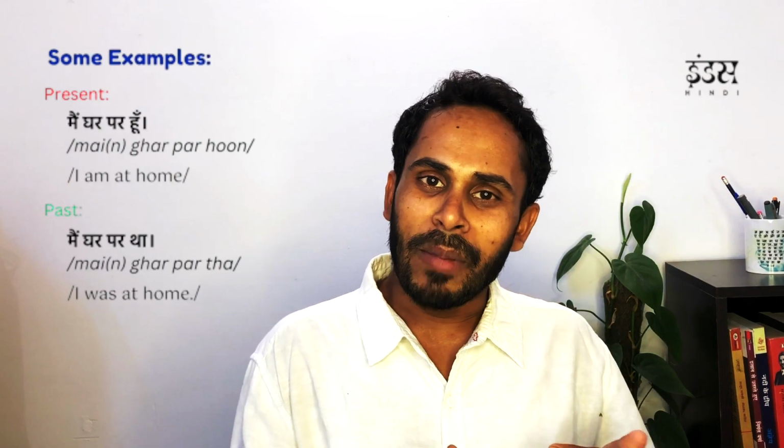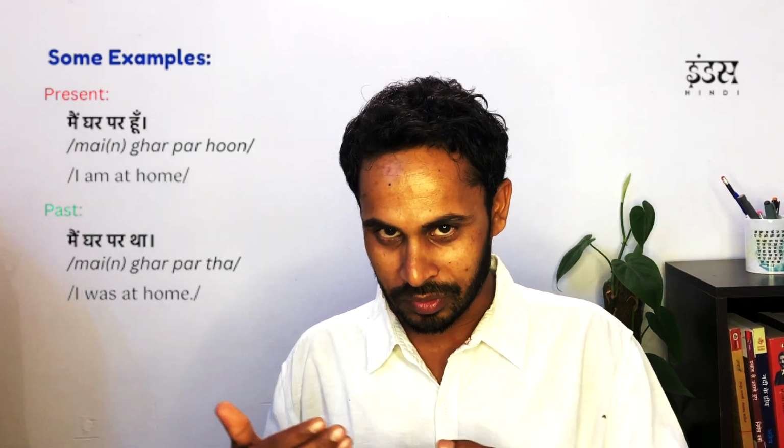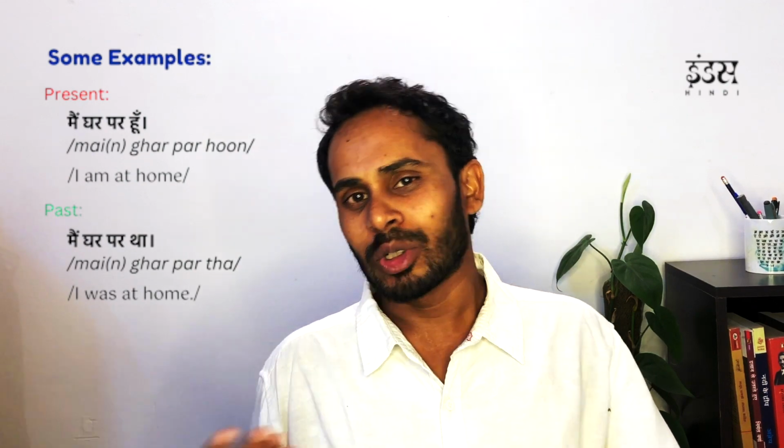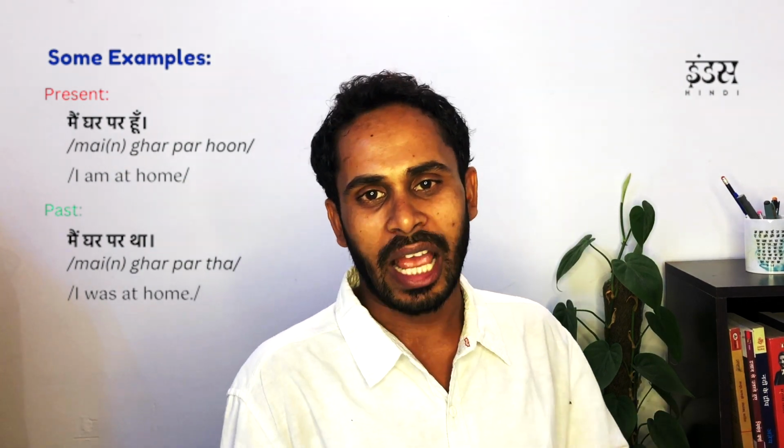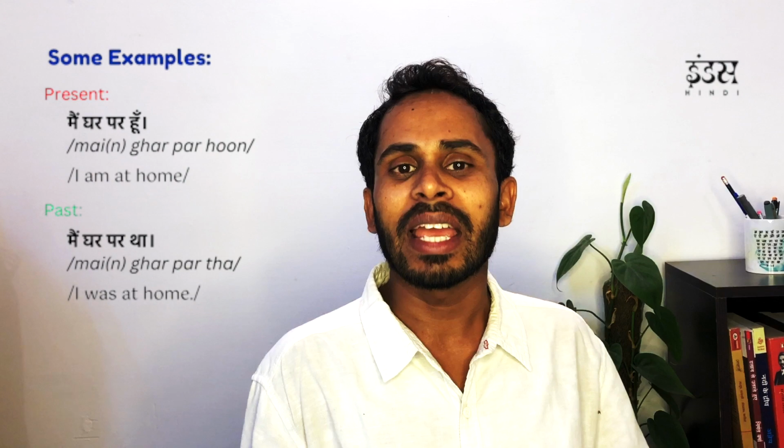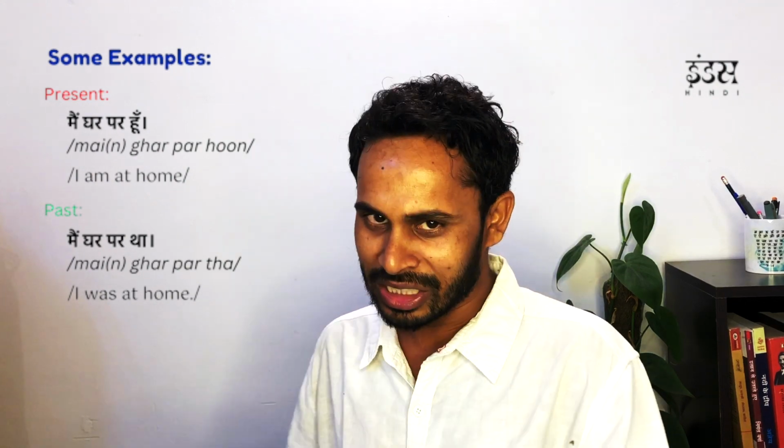Let's see some example sentences. So, मैं घर पर हूँ. This is present tense, right? I am at home. And the past form is मैं घर पर था. I was at home. So here the verb था is in masculine singular form. It means the subject मैं is masculine and singular.